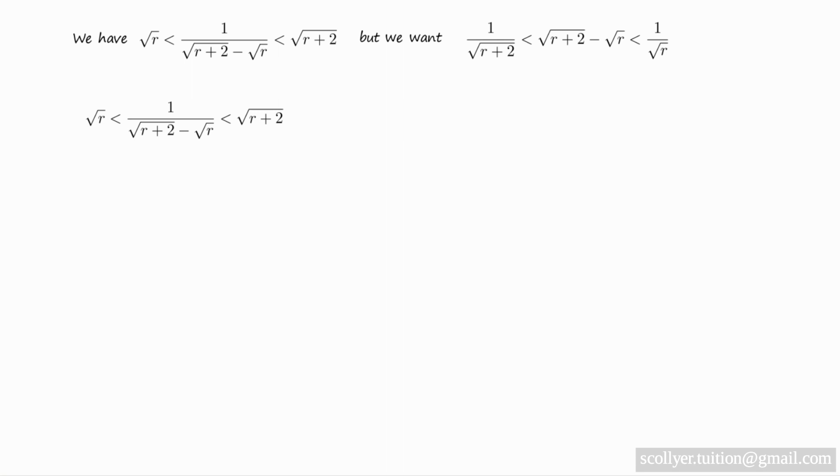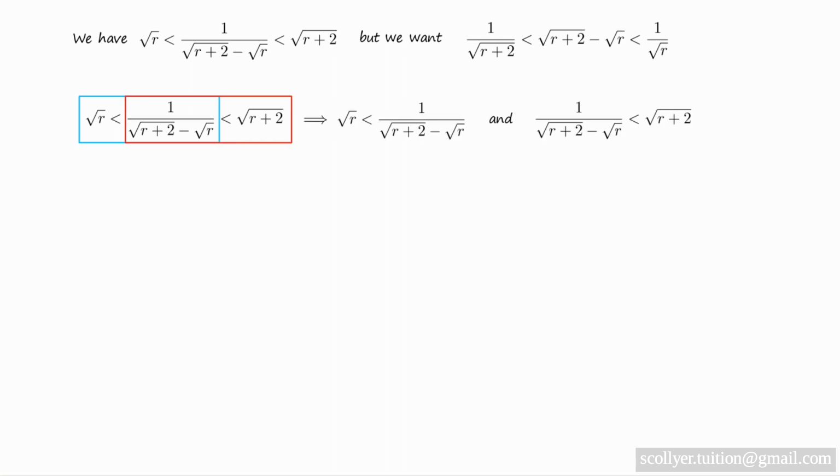Before we go any further, we note that we can split this double inequality into two separate inequalities. And for both of these separate inequalities, we want to invert the expressions and reverse the direction of the inequality sign. And we can do both of those things at the same time due to this fact. If A and B are positive and A is less than B, then 1 over B is less than 1 over A. And on applying that fact to the inequality on the left-hand side, we find that root r plus 2 minus root r is less than 1 over root r.